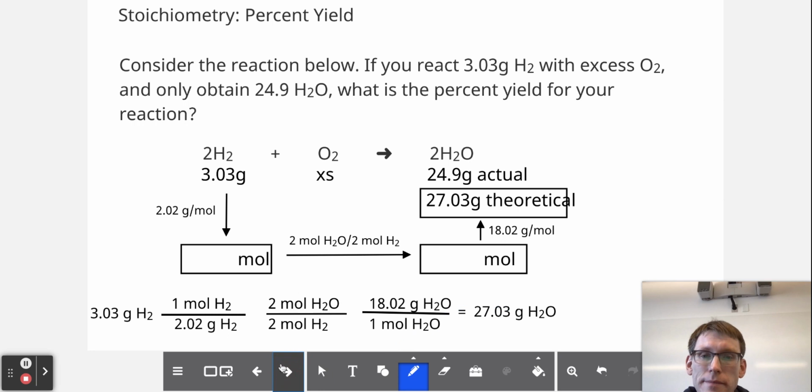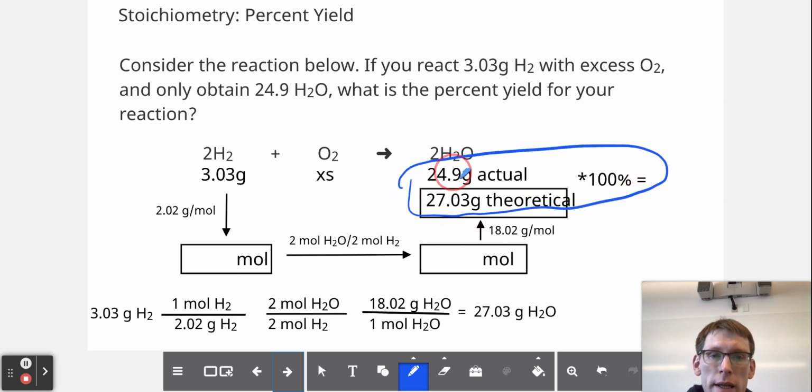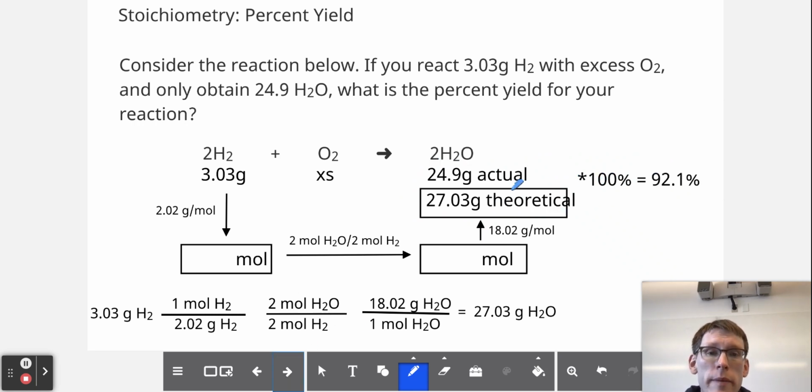Now, I next can take out the rest and look at just here, my actual and theoretical. If I take the actual and divide it by the theoretical and multiply by 100%, then from that equation, I get 92.1%. That's my percent yield that I got just from this last step. All right.